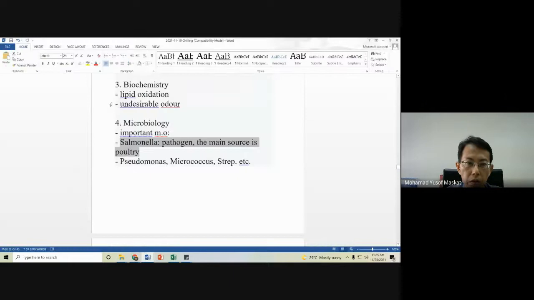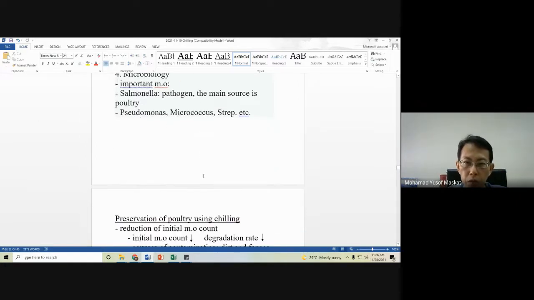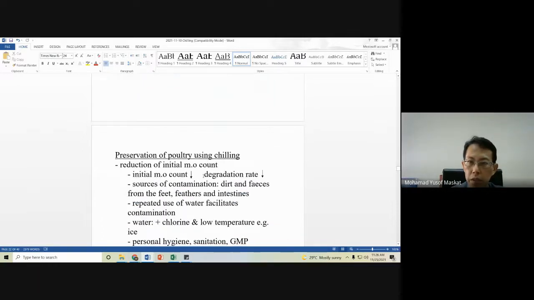Salmonella is a pathogen. Pathogen meaning that it is dangerous; it affects the health of consumers. Non-pathogens are also microbes, but they do not affect the health of the consumers. For example, yogurt is made with Lactobacillus species, which are non-pathogenic bacteria. So Salmonella is one of the pathogens, others such as Pseudomonas, Micrococcus, Streptococcus, and others.